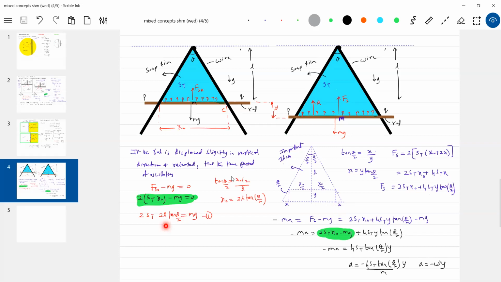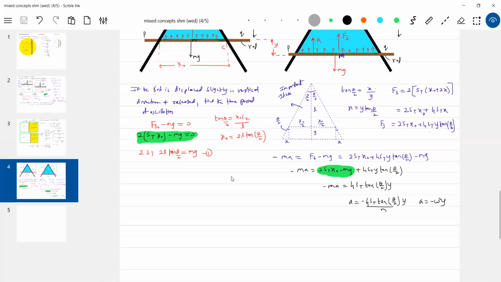Okay, again, if you want, you can replace from here. This equation you can replace. We can eliminate. In terms of L, we'll get it. Okay, what we can do is like this, 4ST tan theta by 2. I'll write one more step. This will help us a lot.